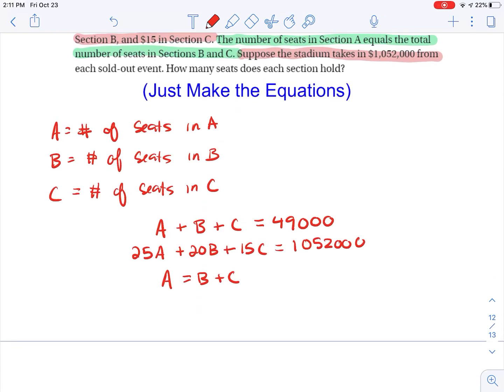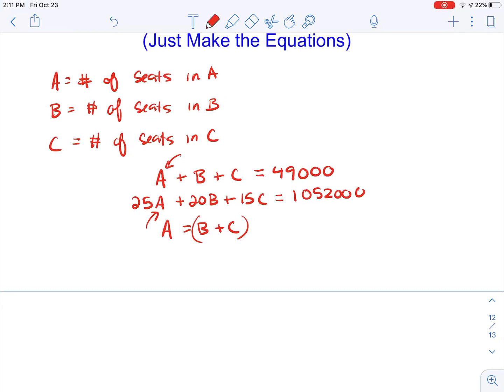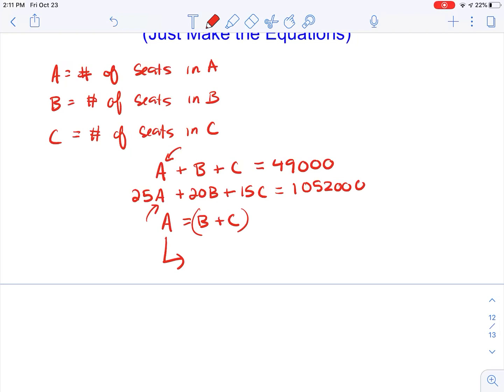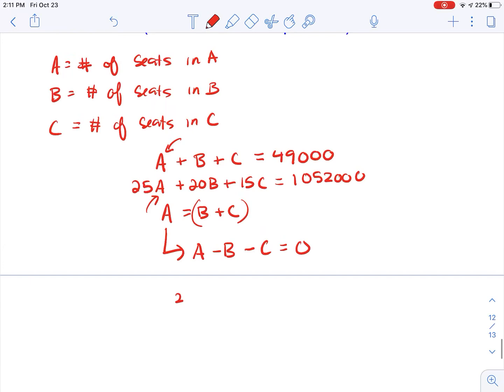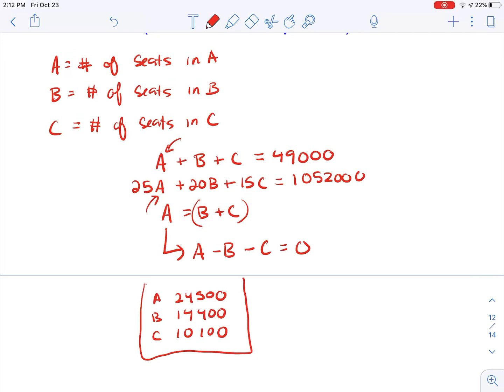Now I suggest you try substitution by substituting B plus C in for A here and A there and solving. Okay, if you wanted to do elimination, remember A's have to be in a column, B's have to be in a column, and C's have to be in a column. So we would need to adjust this equation to be A minus B minus C is equal to 0. In the end, you should get, I believe, 24,500 for A, 14,400 for B, and 10,100 for C. Try it out and check your work.